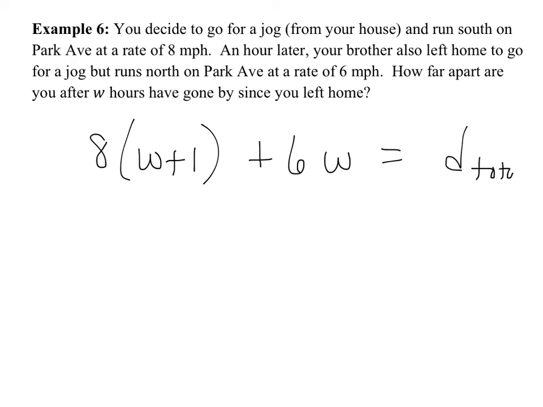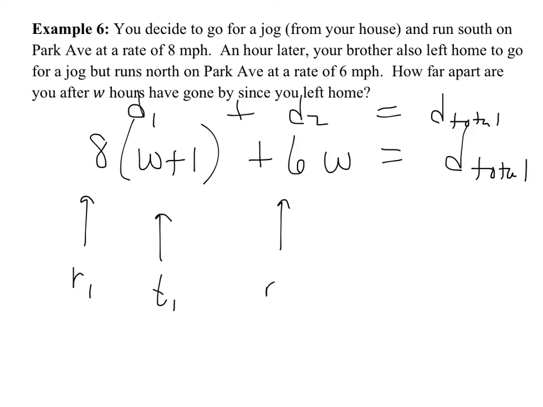Now, let me explain where this comes from, because I see that a lot of you are picking up on it already. But remember, this is really D1 plus D2 equals D total, right? Distance of object 1 or person 1 plus distance of person 2 equals the total distance. Well, distance equals rate times time. This is rate 1. This is time 1. This is rate 2. This is time 2. This is the total distance traveled. Is that clear what we're doing?